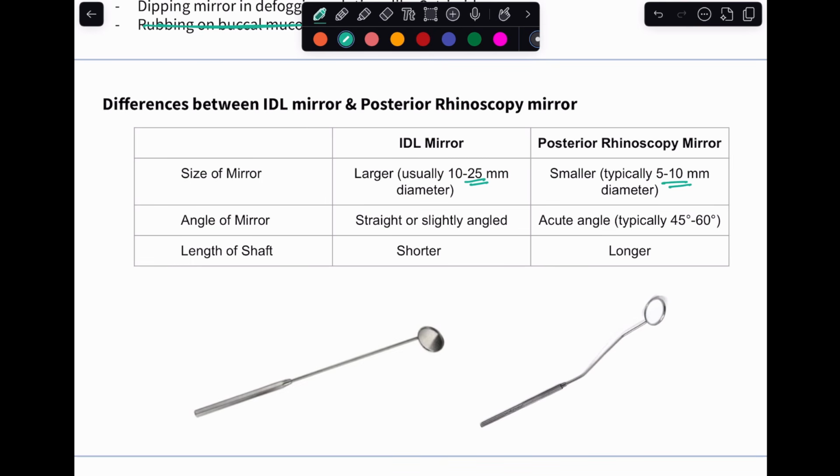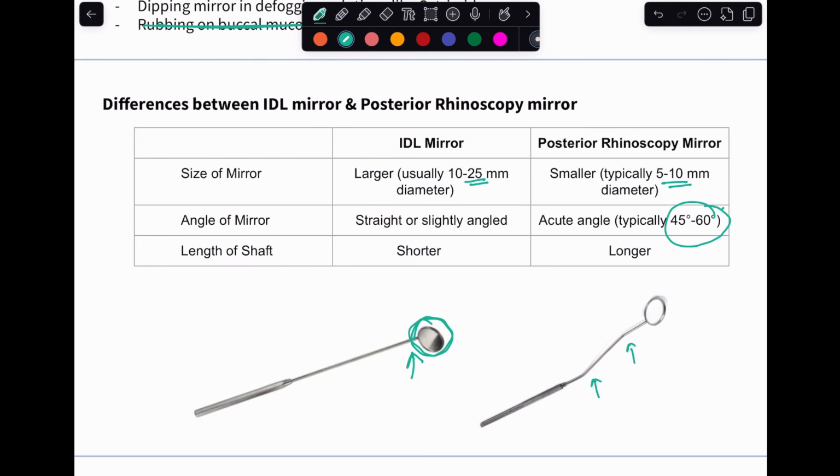And the angle of the mirror is different. If you look at the image over here, this is a very straight mirror and just angled at the edge of the mirror. Whereas in the posterior rhinoscopy mirror, we are able to see acute angles. There are two bends over here that we can see, and it is typically about 45 to 60 degree angle. And if you look at the length of the shaft also, the indirect laryngoscopy mirror is shorter, and in the posterior rhinoscopy mirror, the length of the shaft is much longer. So these are the differences between the indirect laryngoscopy mirror and the posterior rhinoscopy mirror.